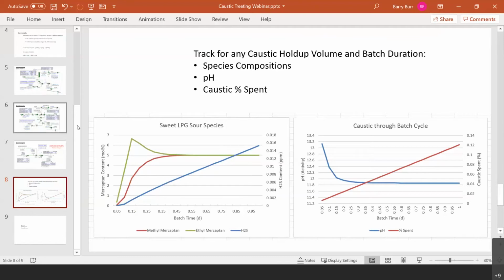So these are in the caustic treating of LPGs in refineries or chemical plants. These are the common things that we encounter.